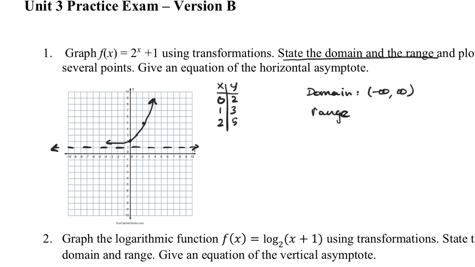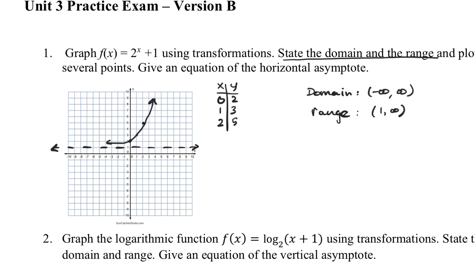The range on the y-axis here, this graph does not go below the horizontal asymptote. So the horizontal asymptote occurs at y equals 1. This graph never reaches y equals 1. It stays just above it. So the range would be parenthesis, not a bracket, parenthesis, 1 to infinity.